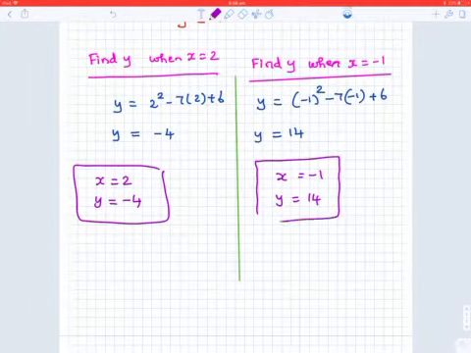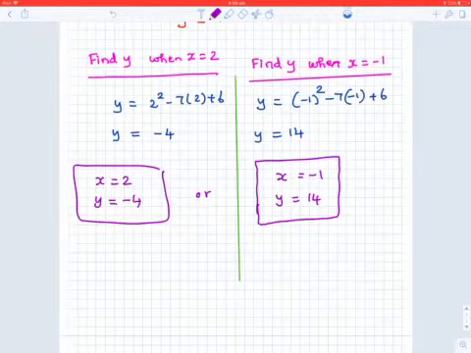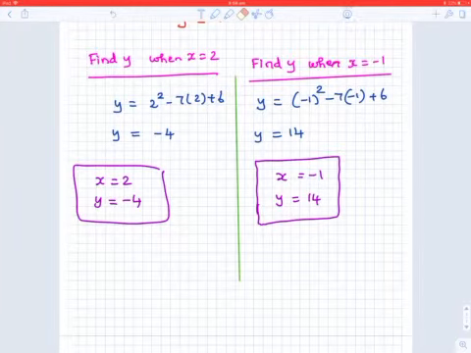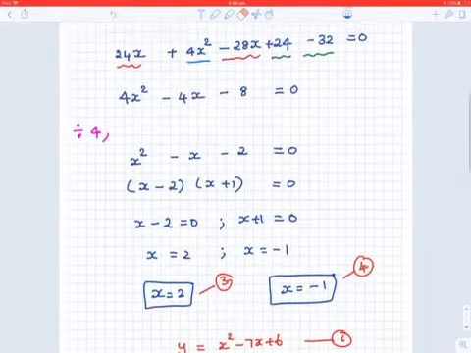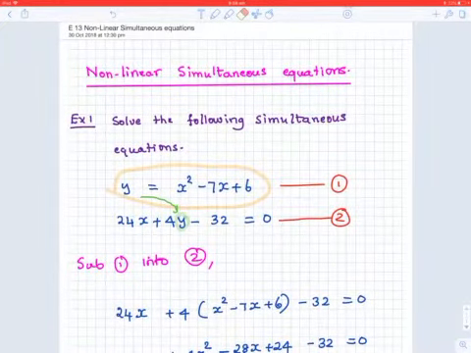Okay, so now the solution set for this particular set would be when x is minus 1, y would be 14. You cannot write all 4 answers because when x changes, y also changes. So one set is x equals 2, y equals negative 4, or the second set is x equals minus 1 and y equals 14.